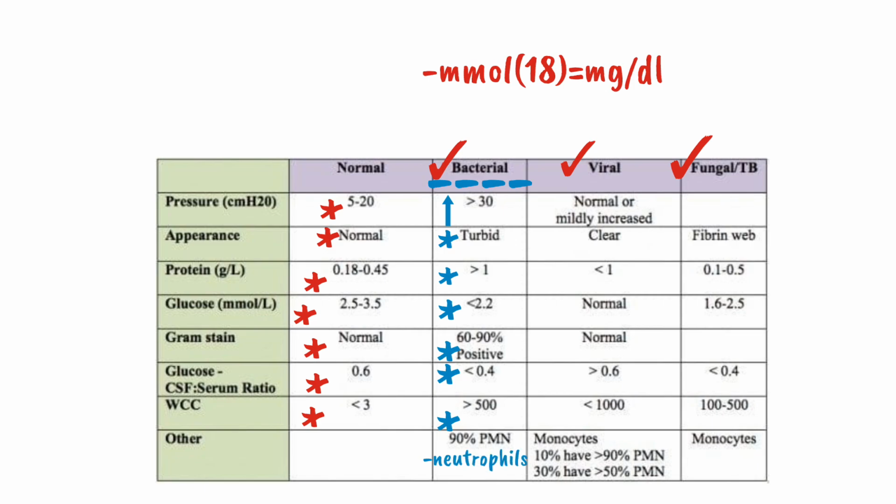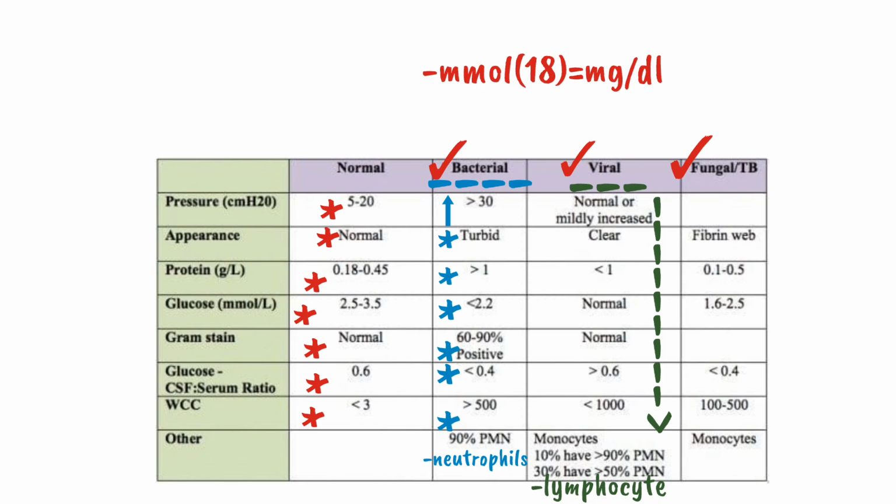The second one is viral meningitis. In viral meningitis, there will be normal CSF pressure. The appearance will be clear. The protein will be less than 1 gram per liter. The glucose and the gram staining will be normal. And as the glucose is normal, the CSF to serum glucose ratio will be greater than 0.6 and the white cell count will be less than 1000. But remember that the dominant cell will be lymphocyte.